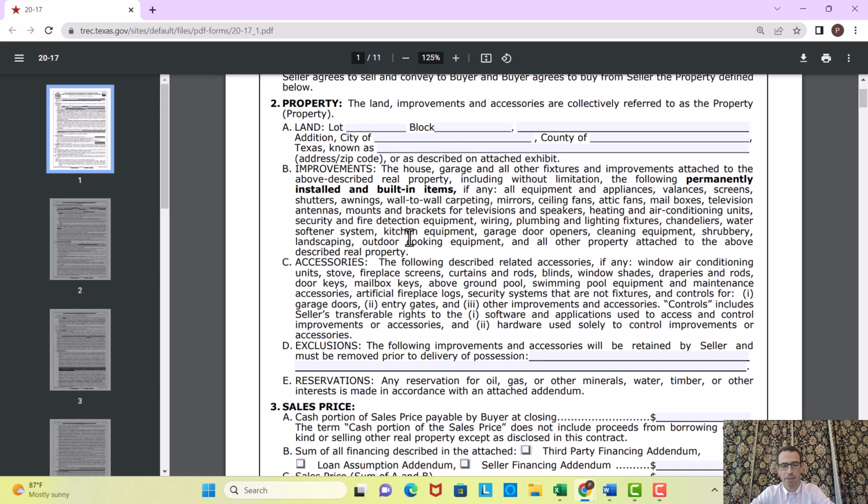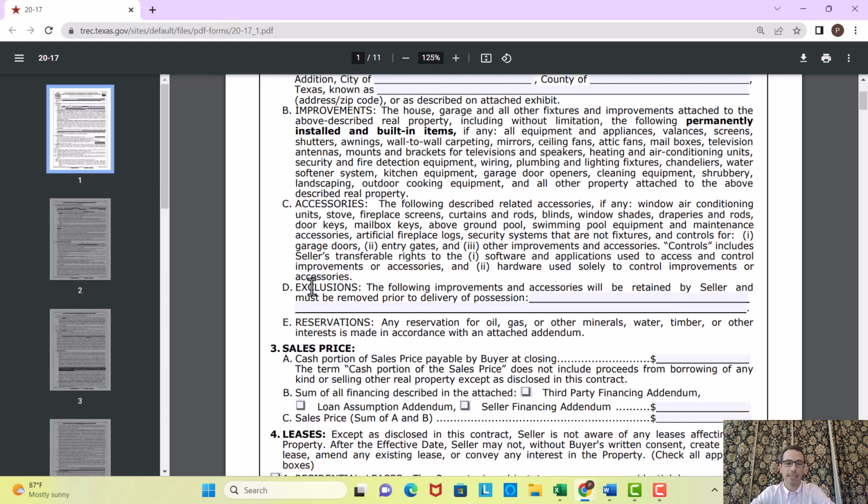And moving right along to the next blank, D, exclusions. This is where the seller puts things that they want to take with them. The default in real estate, if you're thinking about buying or selling a house, anything bolted down is automatically included as part of the improvement.